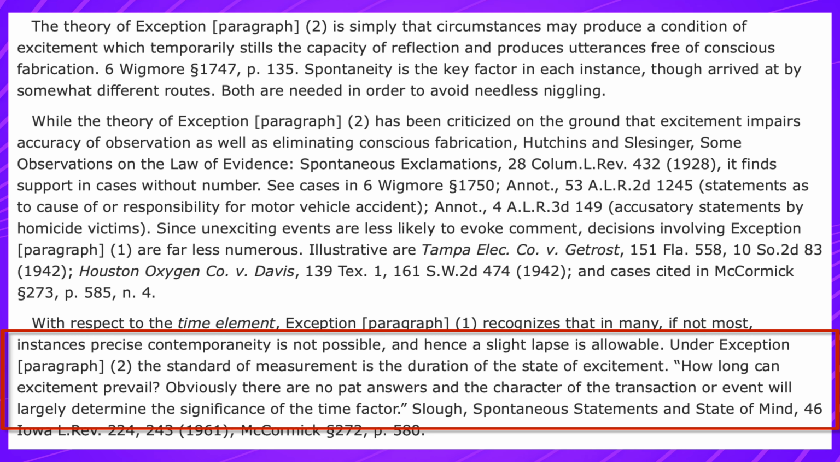Obviously, there are no pat answers, and the character of the transaction or event will largely determine the significance of the time factor. So basically, there is no bright line rule that says, hey, at this minute mark right here, excited utterance no longer applies. Instead, this means that we have to conduct a case-by-case factual analysis.